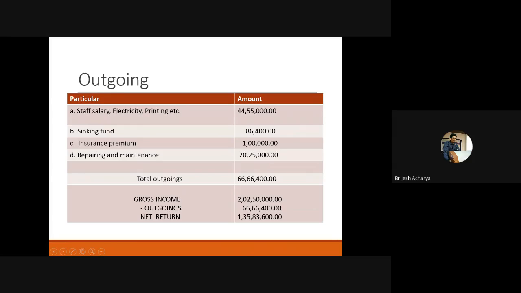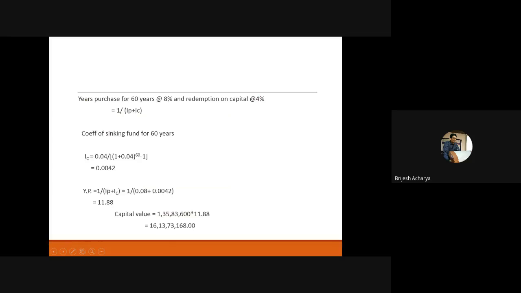So the total outgoing comes out to be 66 lakh 66,400 rupees. Okay, so gross income of 2 crore 2 lakh 50,000 minus the outgoing will give me my net return. So the net return comes out to be 1,35,83,600 rupees. Now, years purchase for 60 years at 8% and 4% redemption on capital means the owner expects 8% return on the capital amount he has invested in making the cinema house, and 4% on the sinking fund.